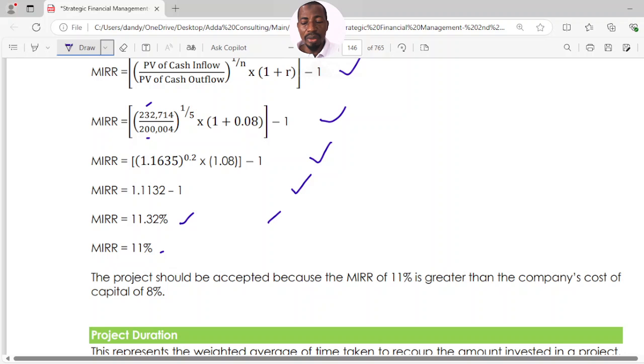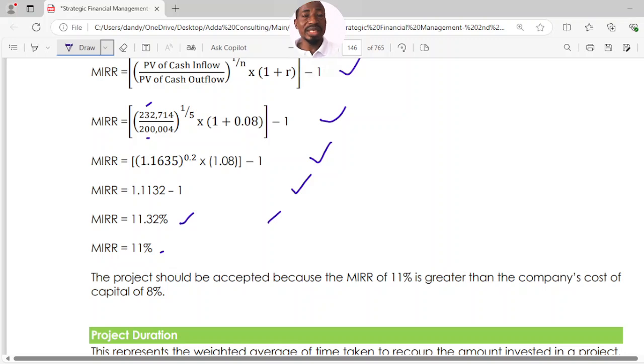I need to compare with the company cost of capital of 8%. Therefore, since the project produces a modified internal rate of return of 11%, which is greater than the company cost of capital of 8%, it means the project is financially viable and should be undertaken. In case you are asked to advise, just compare the 11% with the company cost of capital of 8%. This is how to calculate modified internal rate of return.